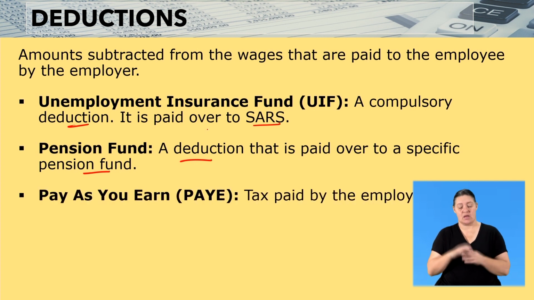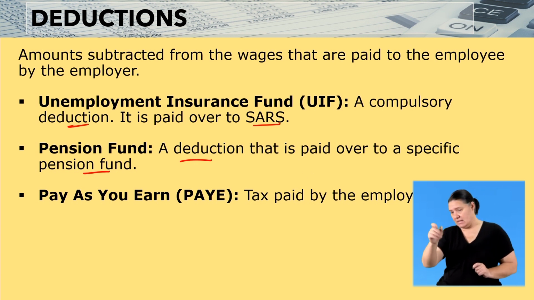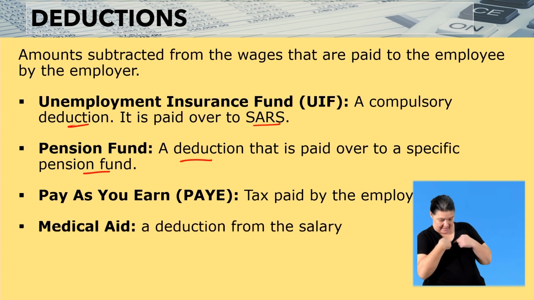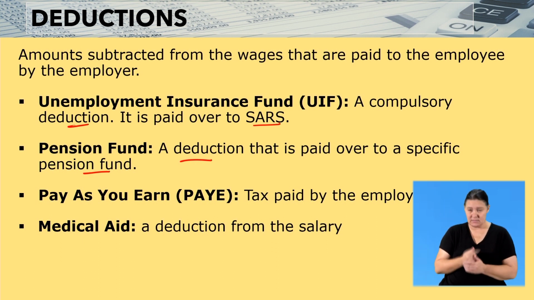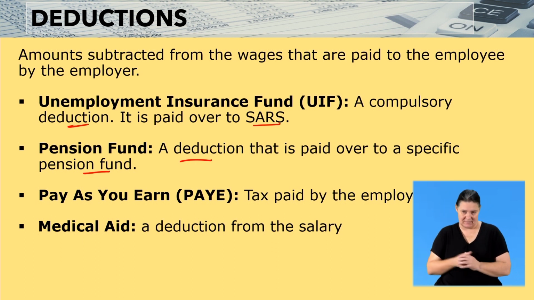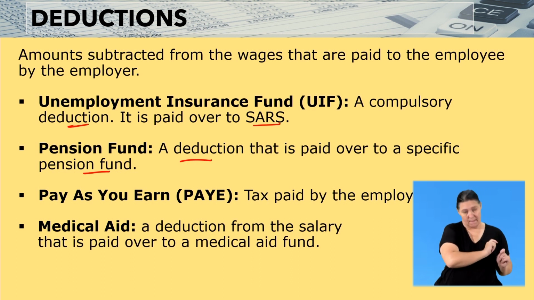Thirdly, pay as you earn, PAYE. Tax paid by the employee over to SARS. Medical aid. This is a deduction from the salary that is paid over to the medical aid fund.